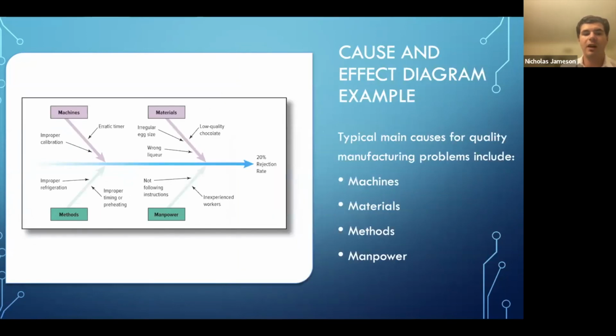So the four main causes for quality manufacturing problems include machines, materials, methods, and manpower. If we take a look at an example for a chocolate mousse quality problem, we see there's a 20% rejection rate. The four causes are the ones I just mentioned, with each cause having two related contributing factors. As you can see, the reason that the machine added to the problem was that the equipment was not calibrated correctly and the timer functioned erratically.